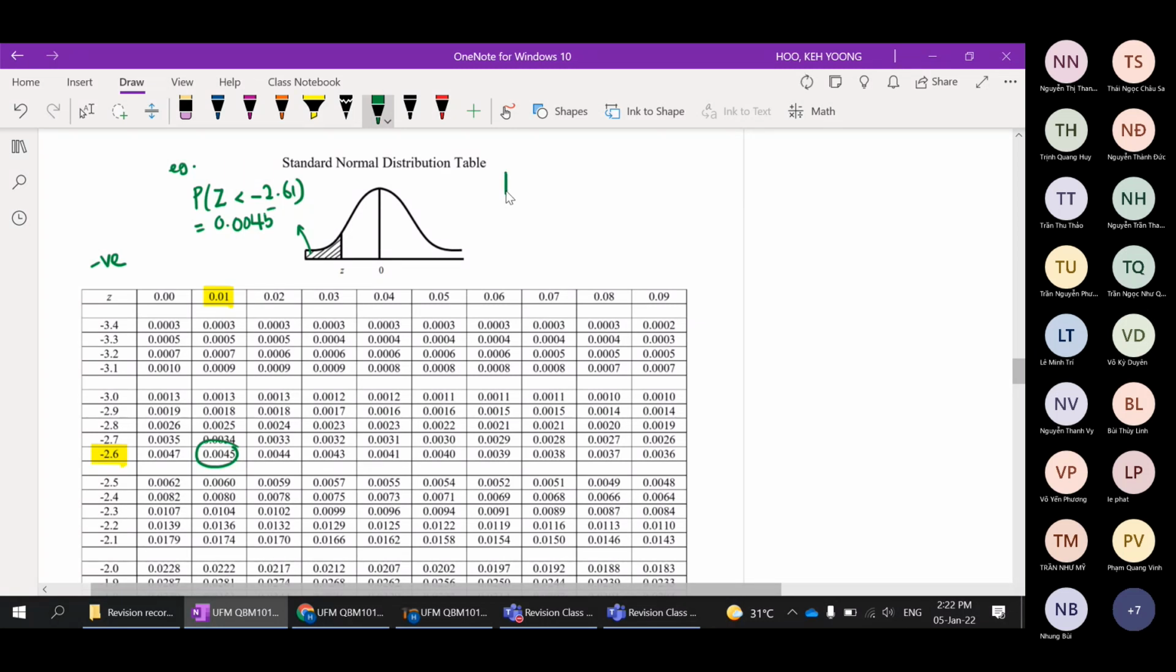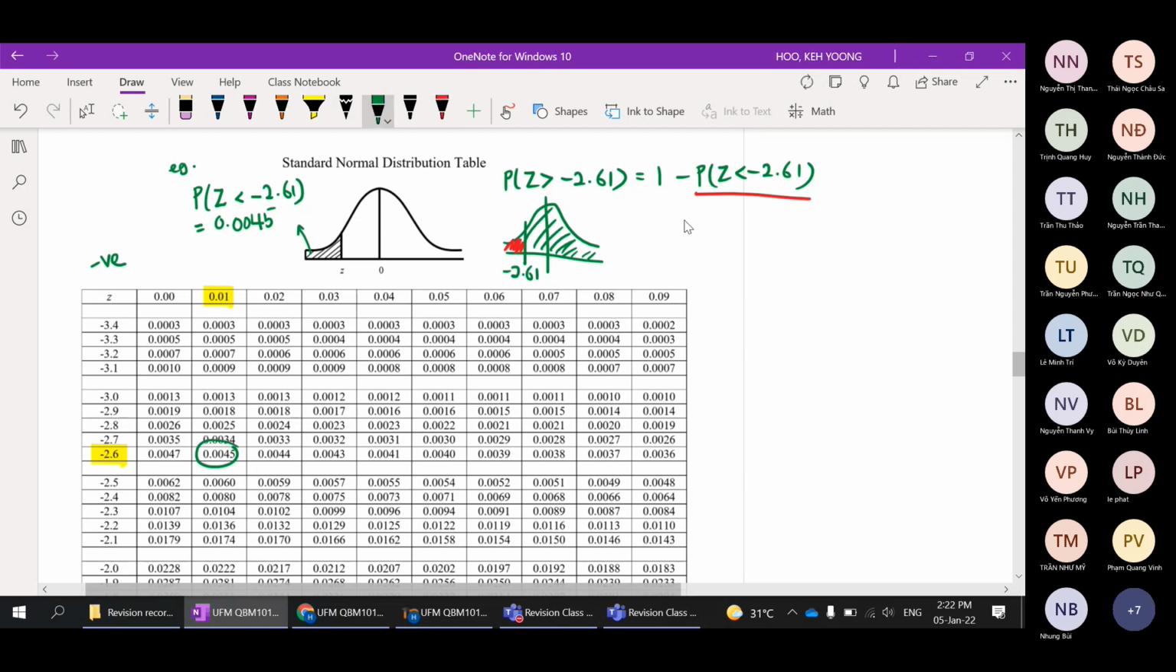So let's say you want to find Z more than -2.61, meaning the area to the right. This is -2.61, but you want to find this area. So what you do is you take 1, the total probability is always 1, minus the area to the left, which is this part.